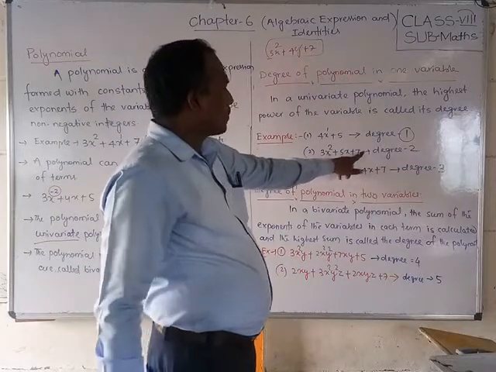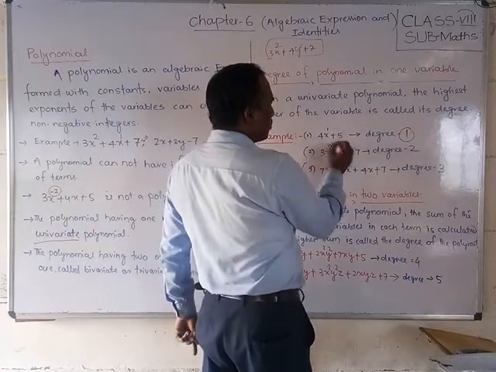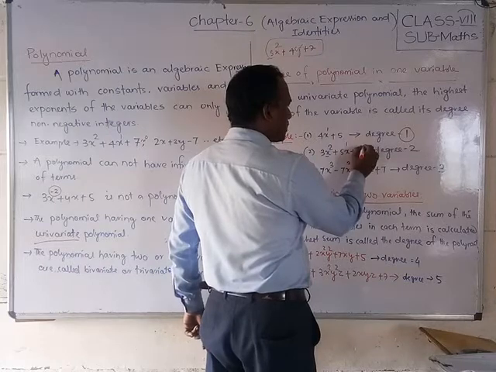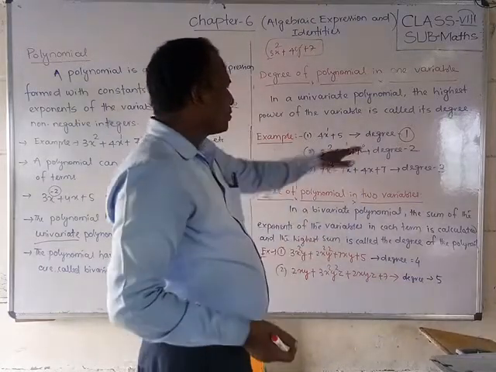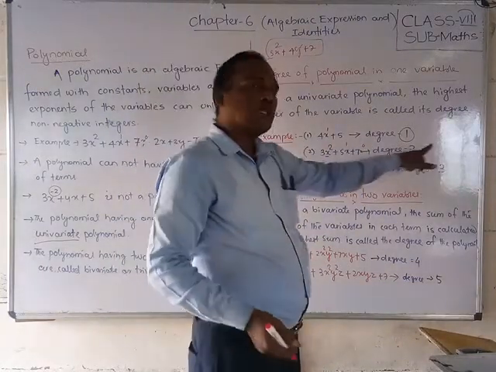3x square plus 5x plus 7. Students, here what is the power? 2. Here the power is 1. Here, not there means x power 0. So which was the highest power? 2. So the degree is 2.